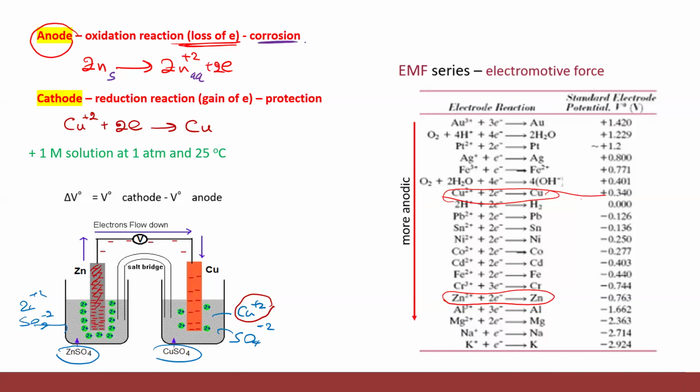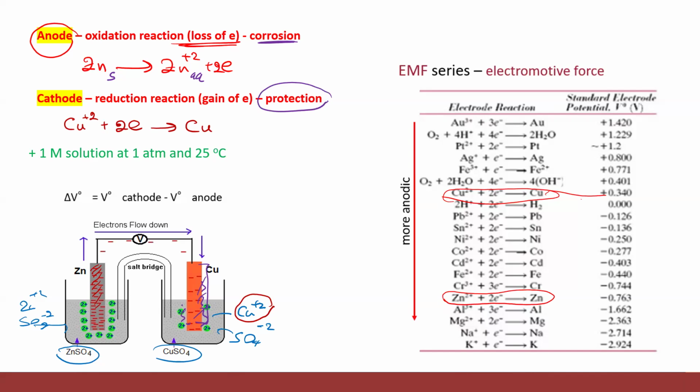In the cathode, what is happening? Copper ions in the solution are gaining electrons and building up on the cathode. So the copper plate is becoming bigger and the zinc plate is becoming smaller. Do you understand what I mean? The cathode is building up, the anode is losing, the anode is corroding. That's what is happening in corrosion. Are we good? Any question?